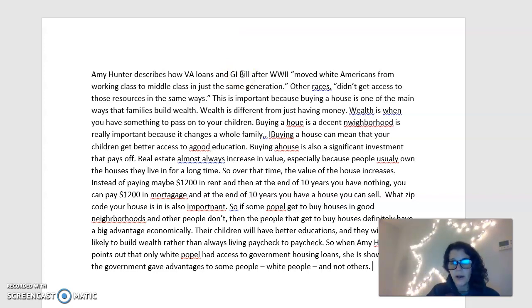I hope that helps you with seeing how you can take a quote and use that to expand your thinking. In class this week, we're going to keep talking about this. We're going to keep talking about Essay 1. And I look forward to seeing your work.